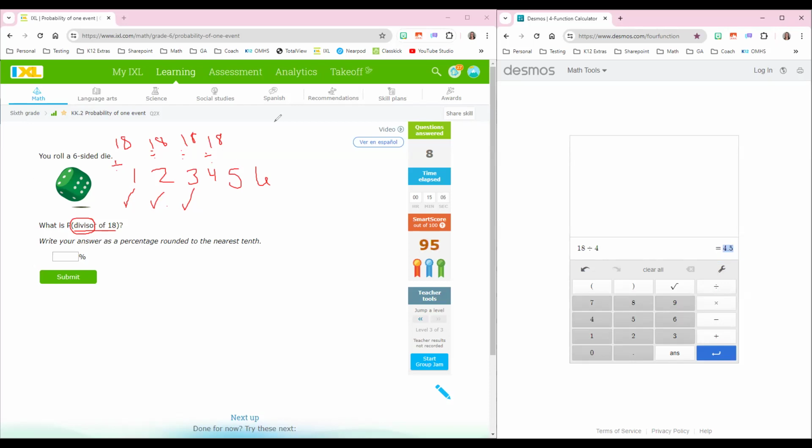So 4 doesn't work. What about if we take 18 and divide it by 5? Nope, doesn't work. What about 18 and divide it by 6? Yeah, that works. 18 divided by 6 is 3. So we just discovered that the numbers 1, 2, 3, and 6 all are divisors of 18. 18 can be evenly divided by all of those numbers. Well, we have 1, 2, 3, 4 numbers that are divisible. 2 are not. We have a total of 6. If you want to simplify that fraction, you can. It simplifies to be 2/3.